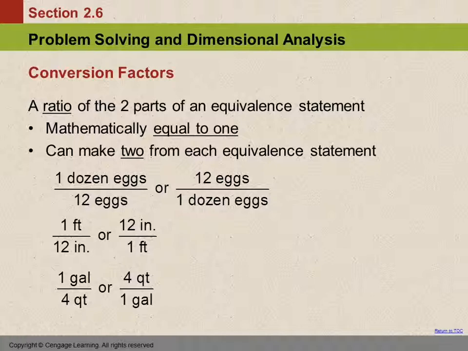So here are some examples. Where did these come from? Well, they came from the equivalent statement. So let's just look at feet and inches because that's shorter to write than the 12 eggs. So 1 foot equals 12 inches, right? So that's fine. How do we get these ratios or these fractions out of that?